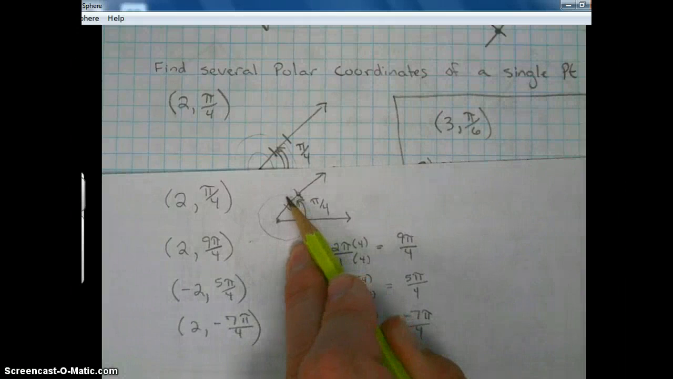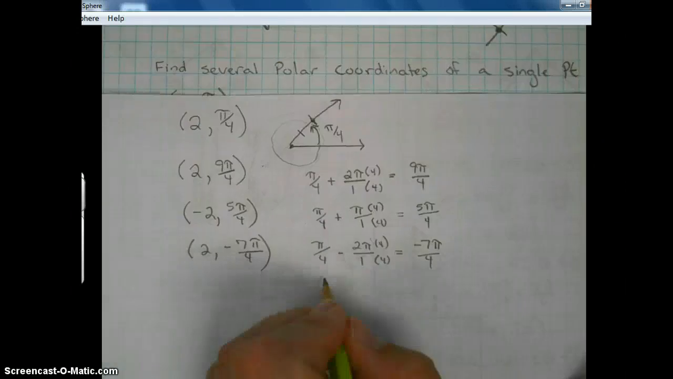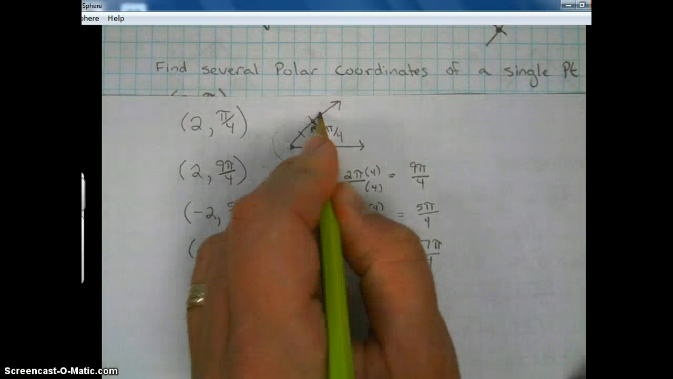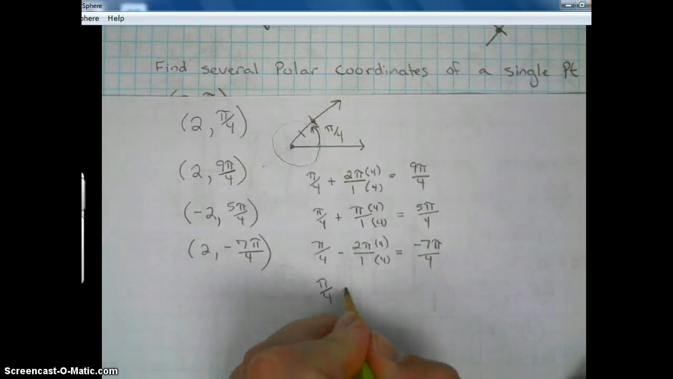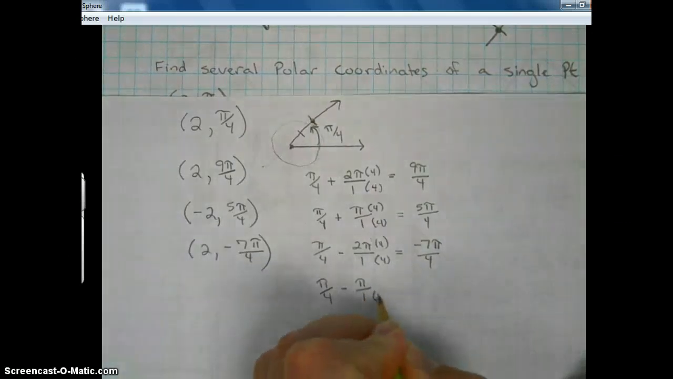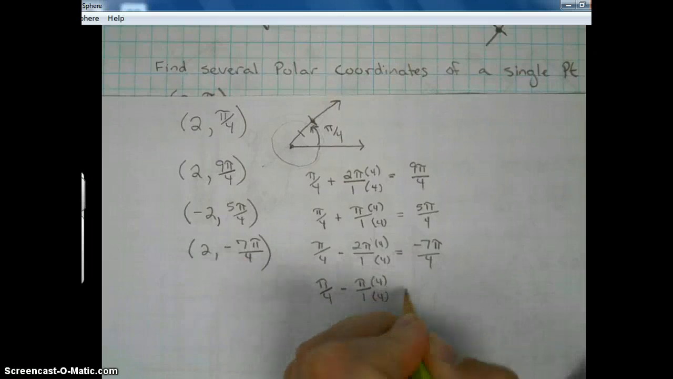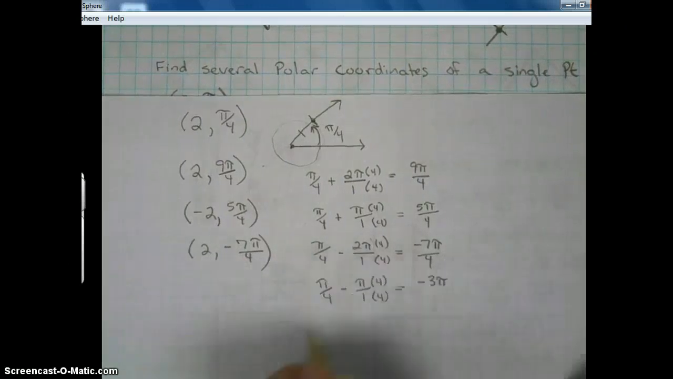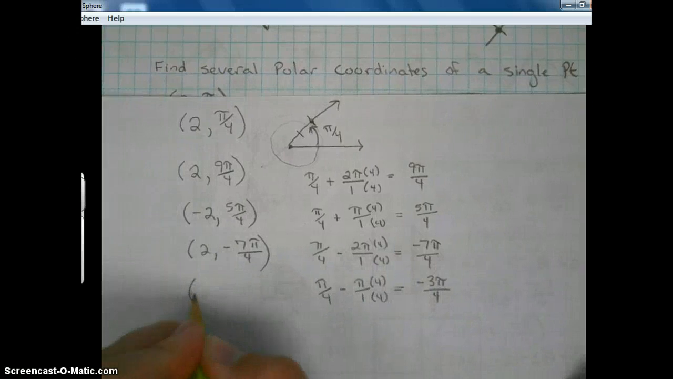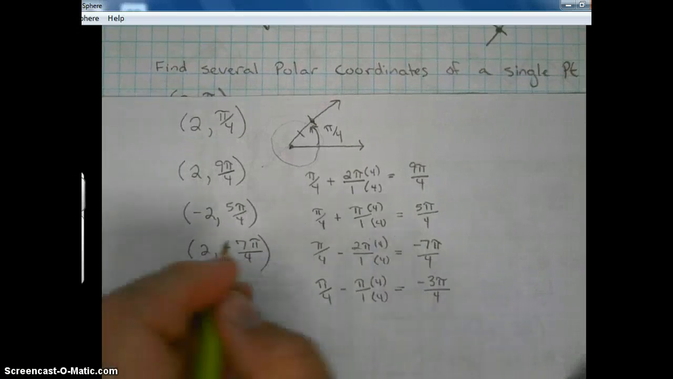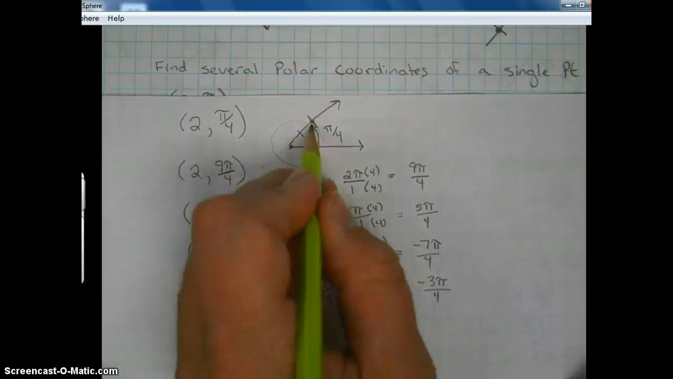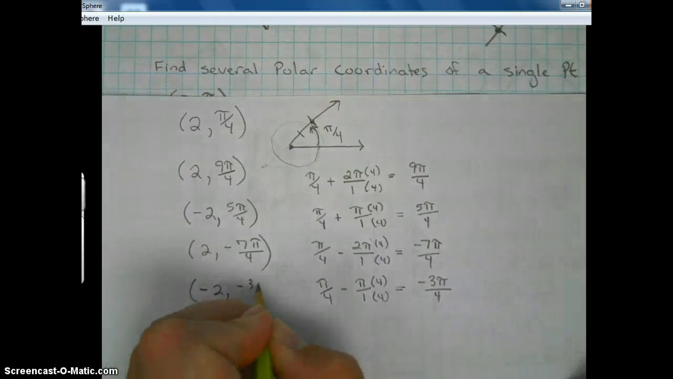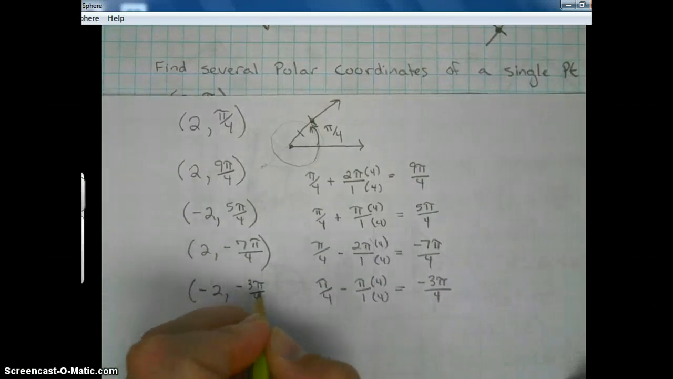In 2 units. Finally, we could take pi over 4 and subtract pi, and then go backwards. So pi over 4 minus pi, and pi minus 4 pi is negative 3 pi over 4. So we're going to go backwards to negative 2 because we're going to end up over here if we go back pi, and negative 3 pi over 4.